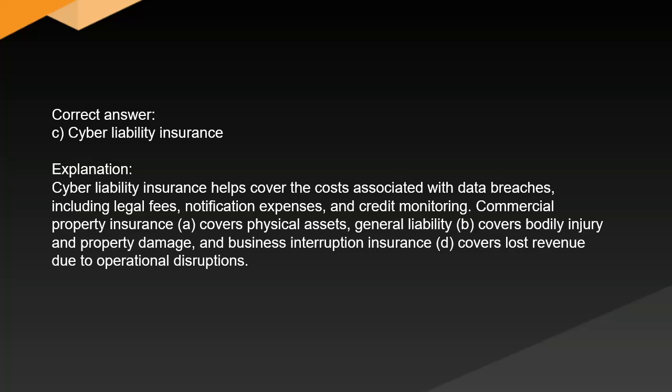Explanation. Cyber liability insurance helps cover the costs associated with data breaches, including legal fees, notification expenses, and credit monitoring. Commercial property insurance, A, covers physical assets. General liability, B, covers bodily injury and property damage. And business interruption insurance, D, covers lost revenue due to operational disruptions.